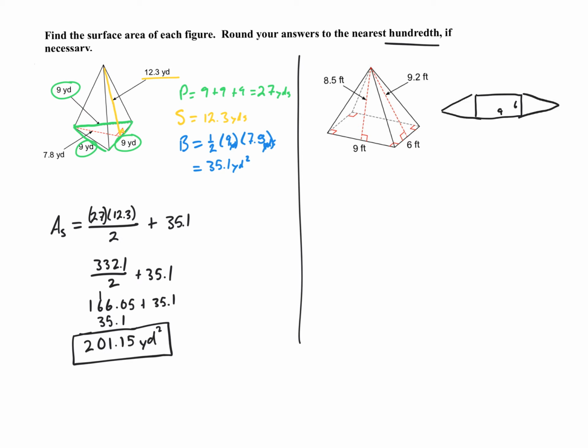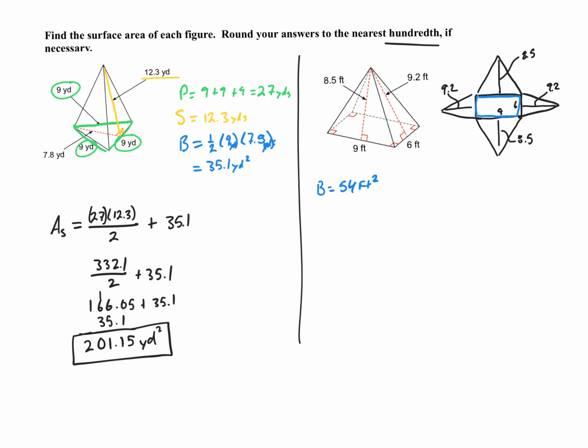And this slant height is going to be that 9.2. Same with this one, 9.2. But at this one and this one, the slant height is 8.5. So we're going to do this a little bit differently than what we did before. So let's find the area of the base, which is what we're going to do right here. Okay, so that base is going to be just 9 feet times 6 feet, which gives me 54 feet squared.